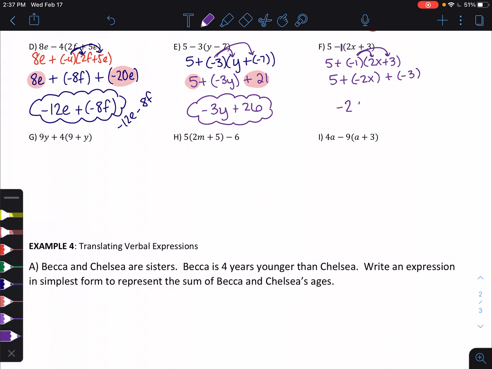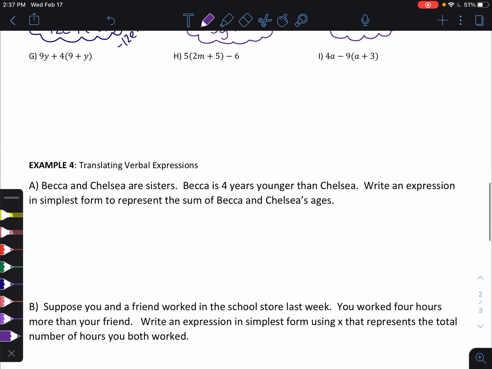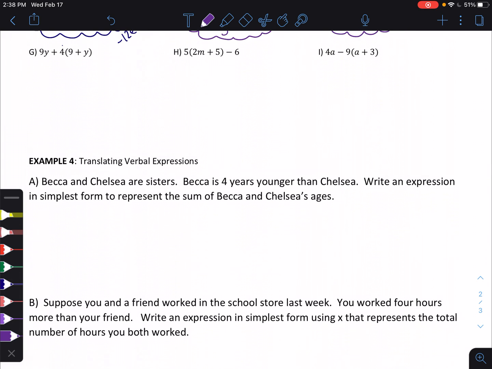-2x does not have a like term with it, so -2x comes first. And then I've got 5 plus -3. 5 plus -3 is going to be +2. G, we're back to all positives, so I'm going to distribute first. So 9y plus 4 times 9 is 36, plus 4 times y is 4y. I have a 9y plus a 4y is going to be 13y plus 36.